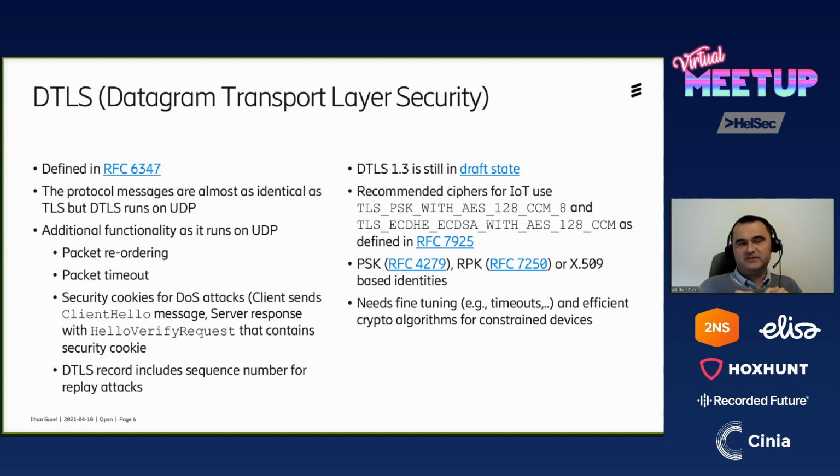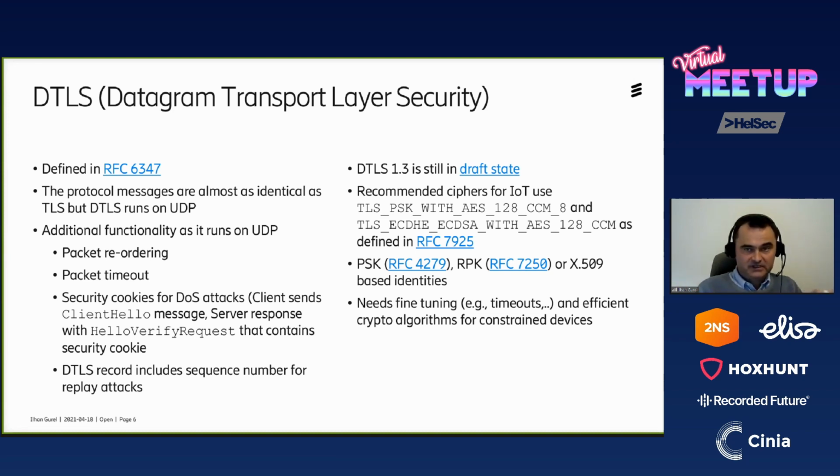It sends, for example, a client hello, then the server responds with a hello verify request by sending a security cookie. It expects the client to respond with the same security cookie in another client hello message. And it also handles the sequence number to be able to mitigate replay attacks. DTLS 1.3 is still in draft state. It's being drafted right now.